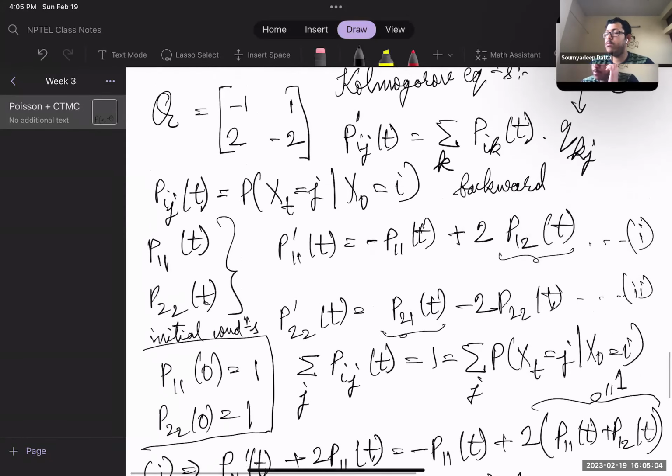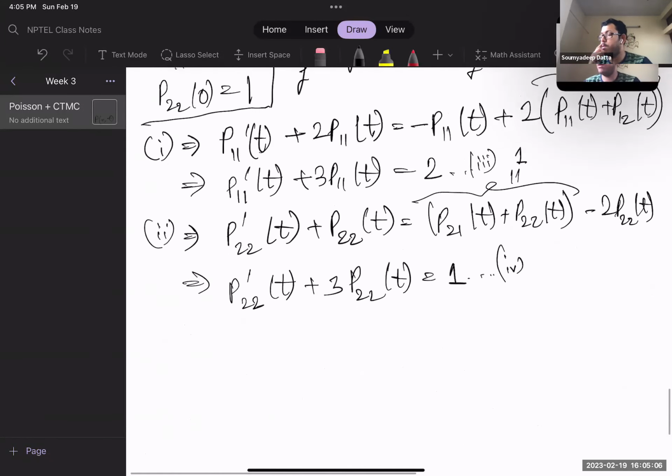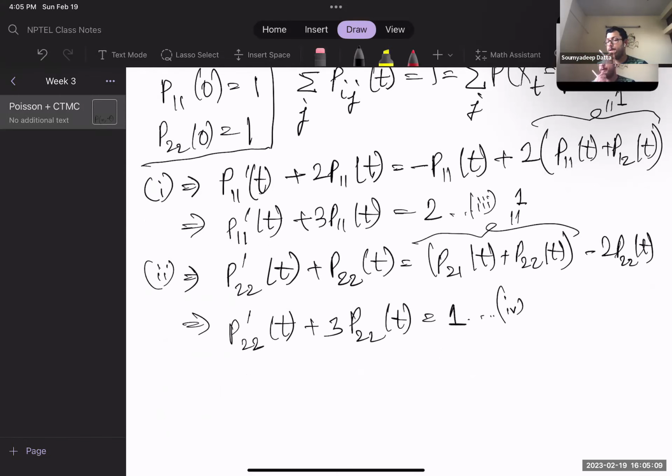So this is how the behavior is defined by the Kolmogorov equation. And so we have to solve now to obtain solutions for P11 of t. Actually, these are two disjoint systems of equations. There is no coupling. So we have to solve 3 to get P11 of t, and this will give us P22 of t, which is what we need.